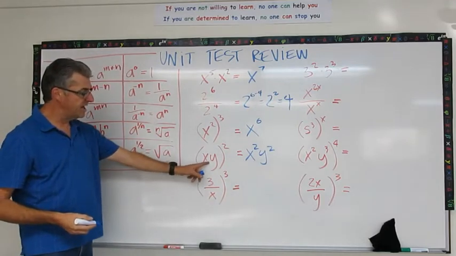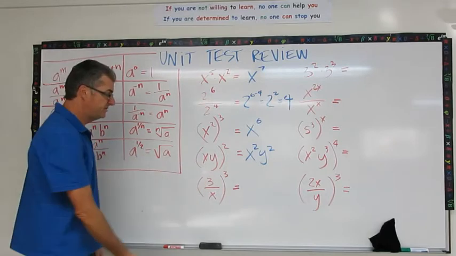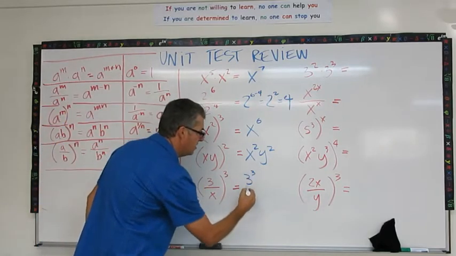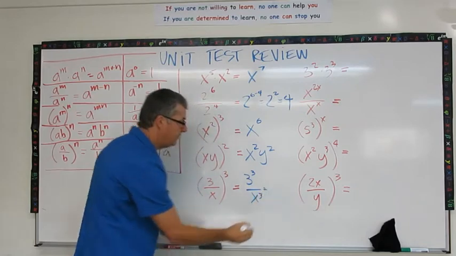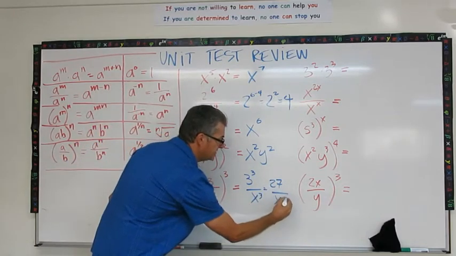Finally, this one, we do the same as distributing the power, but instead of on a product, we do it on a quotient. So this becomes 3 to the 3rd over x to the 3rd. And we know what 3 to the 3rd is. That's 27. So 27 over x to the 3rd.